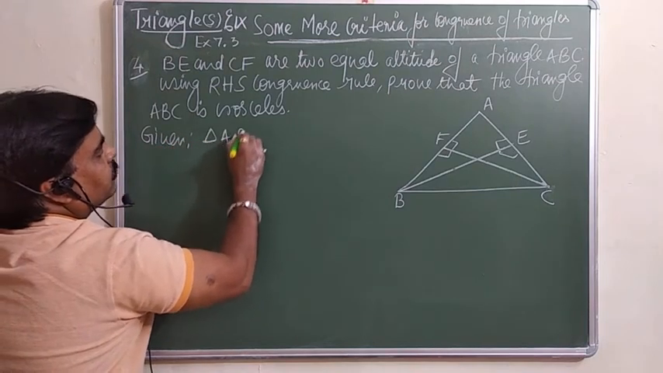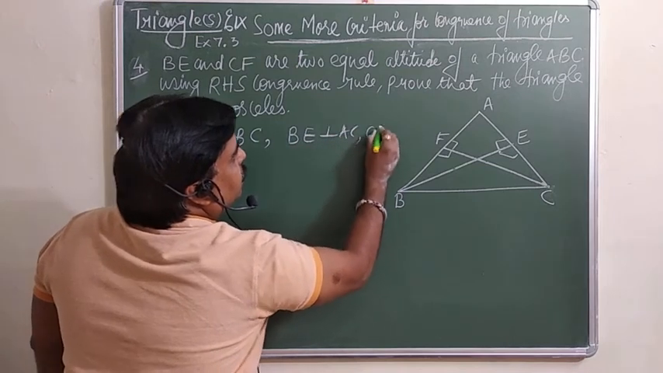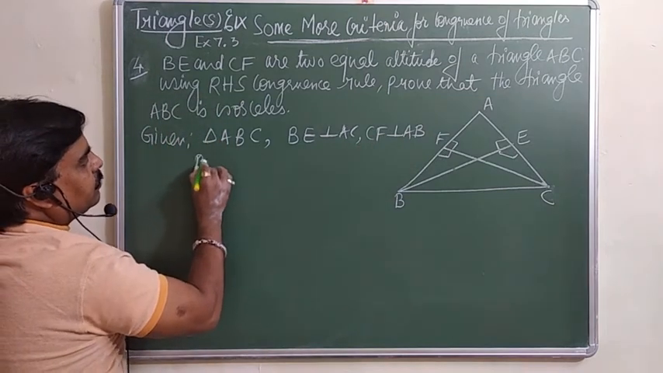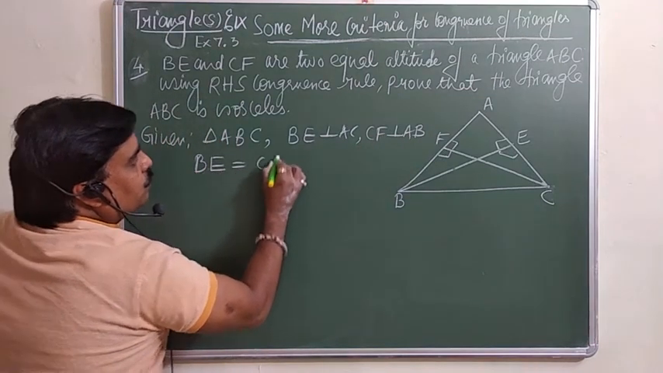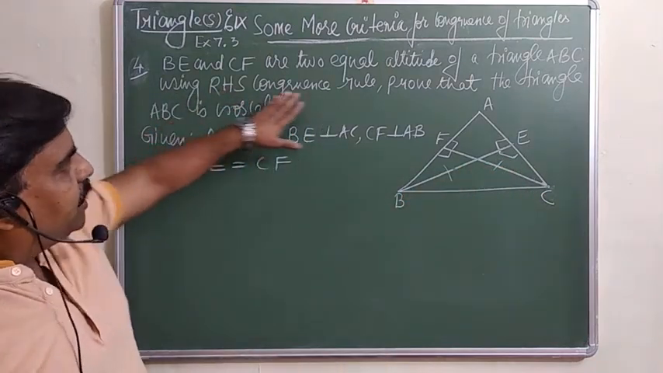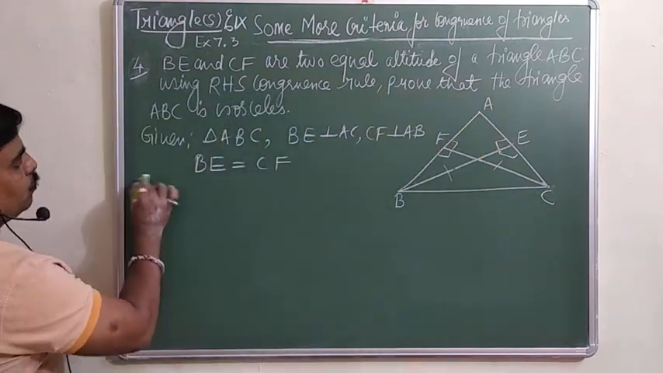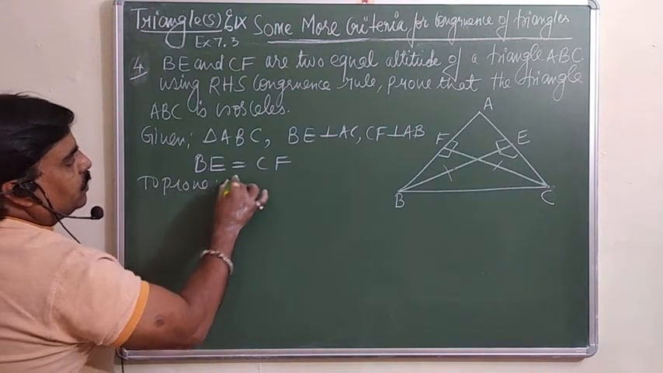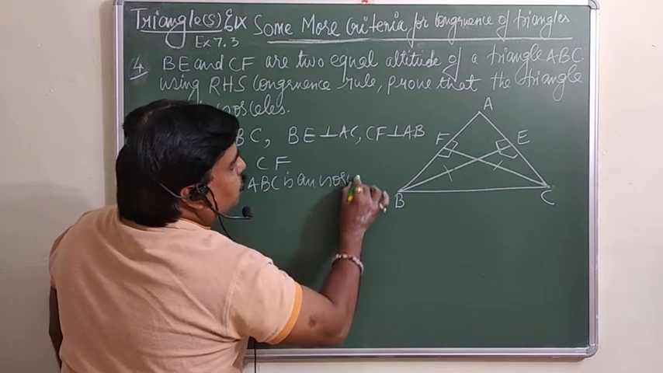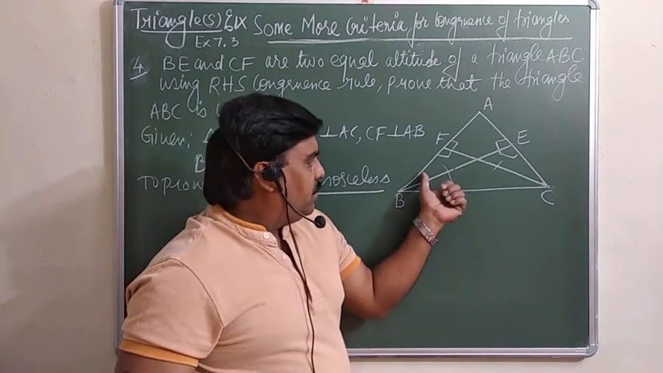Triangle ABC, BE is perpendicular on AC, CF is perpendicular on AB, and BE is equal to CF is already given. Question is saying by the RHS congruence rule you are supposed to prove that this triangle ABC is an isosceles. So we want to prove triangle ABC is an isosceles triangle.